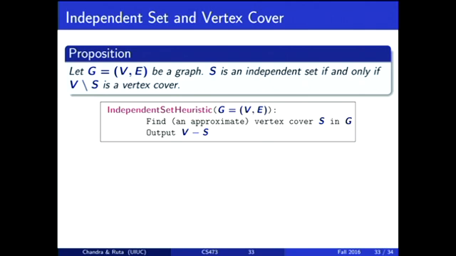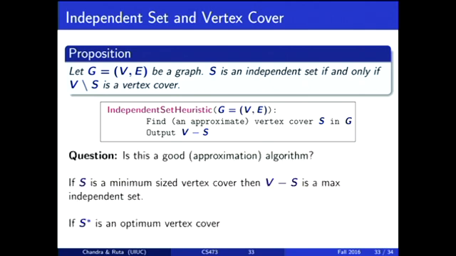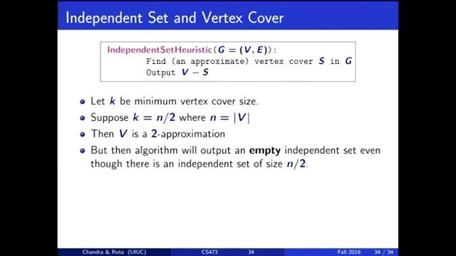Is this a good algorithm? What does it mean that it's a good algorithm? Well, if I had an exact algorithm for vertex cover, this would be an exact algorithm for independent set. But I don't have an exact algorithm, I only have an approximate algorithm for vertex cover. So what happens? Here is a reason to say that no, it is not a good approximation algorithm. Let's understand why.